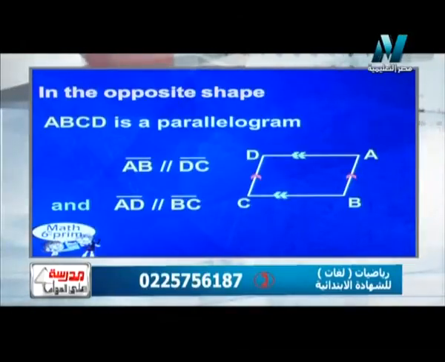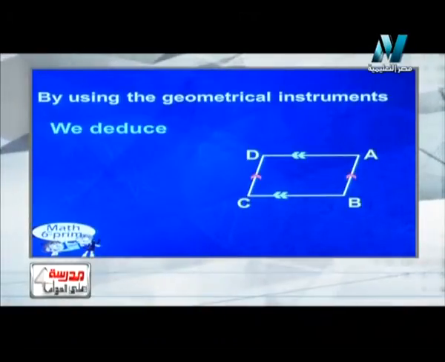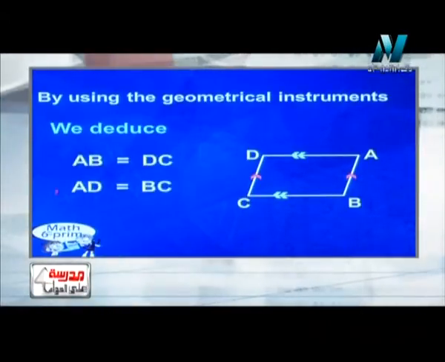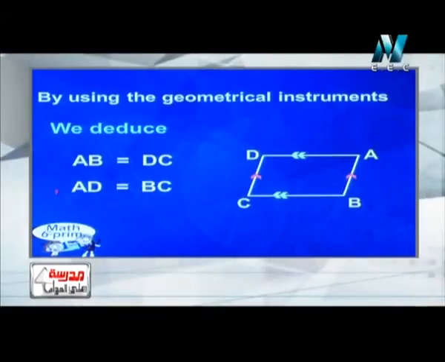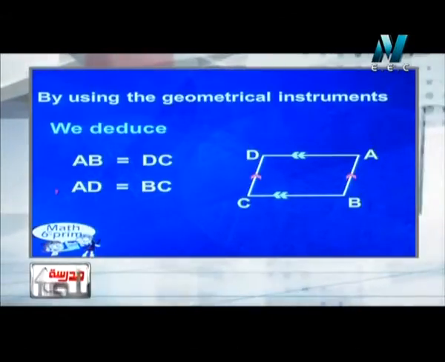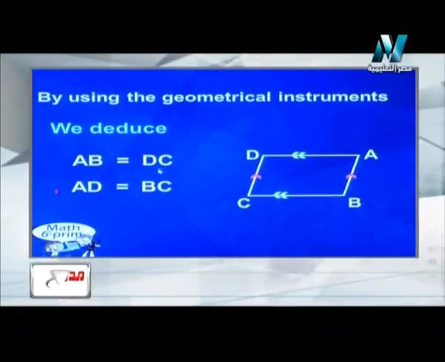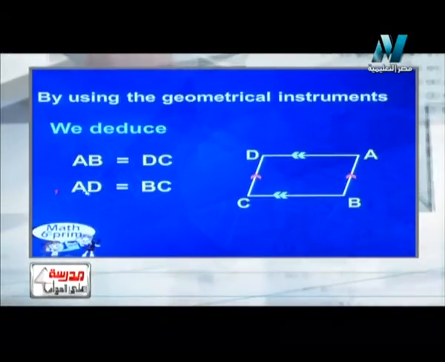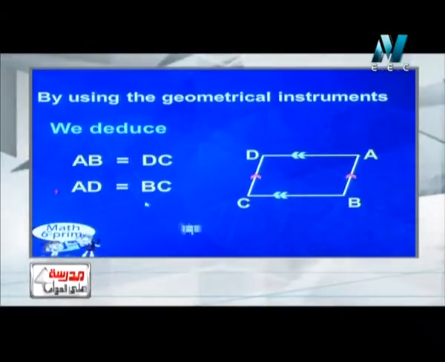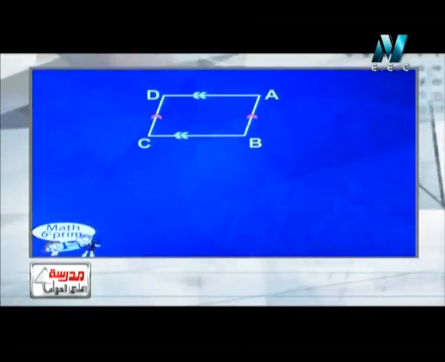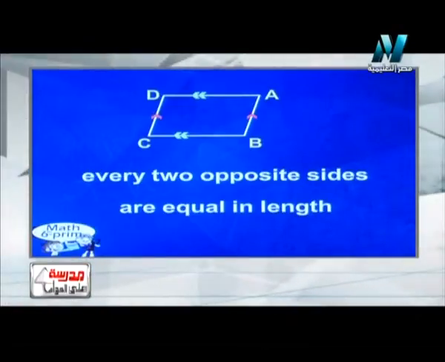That's so important. By using the geometrical instruments, we deduce that AB equals DC, and the length of AD equals BC. First, we know each 2 opposite sides are parallel, and by measuring with the ruler, we can deduce that the length of the line segment AB equals the length of the line segment DC, and the length of the line segment AD equals the length of the line segment BC. It's the first property of what? Of the parallelogram. Every 2 opposite sides are equal in length.